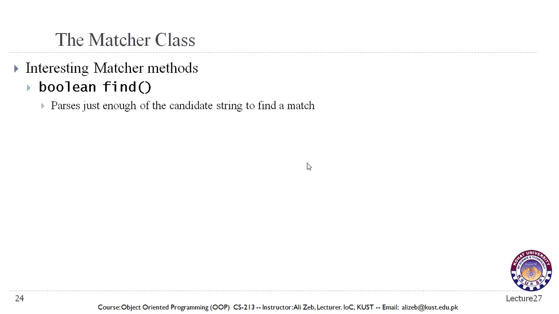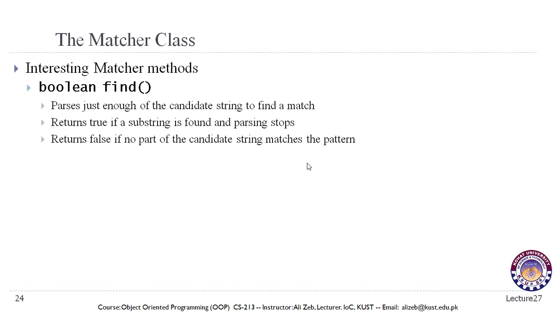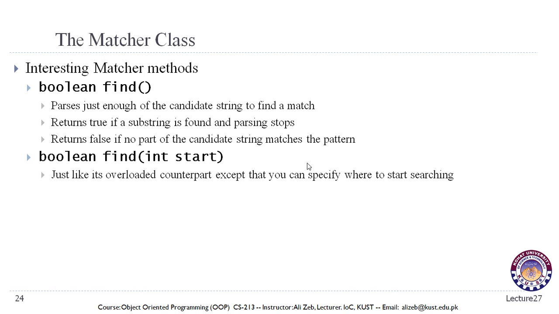The other methods include find. We'll see an application of the find method in a while. It parses just enough of the candidate string to find a match. It returns true if a substring is found and parsing stops. It returns false if no part of the candidate string matches the pattern. Boolean find with an argument int start is just like its overloaded counterpart, except that you can specify where to start searching.